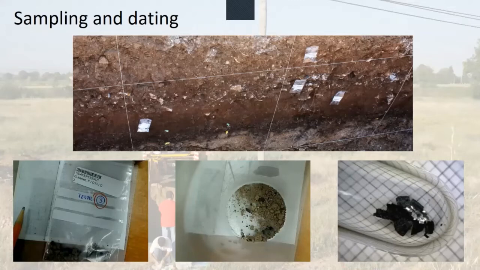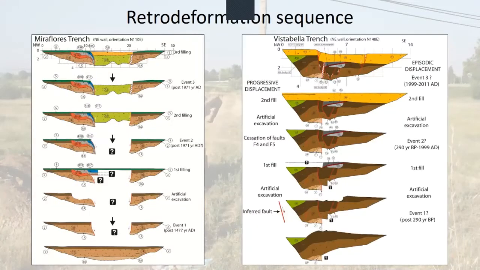Once the trench log is finished, we search for and sample datable material. The most common dating techniques used to obtain geochronological data in the trenches are the radiocarbon method and optically stimulated luminescence, OSL. Finally, we carry out a retrodeformation sequence. This consists of recovering the stratigraphic units and structures sequentially and in reverse chronological order, and allows us to obtain parameters on the deformation phenomena, such as the displacement rate or the recurrence of events.